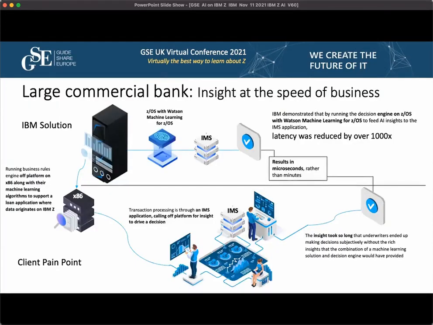Another example here is a large North American bank that had their customer data in IMS. They wanted to leverage machine learning to be able to very quickly approve or reject loan applicants. And again, here, leveraging some of the capabilities that we have on the platform allowed them to do that.